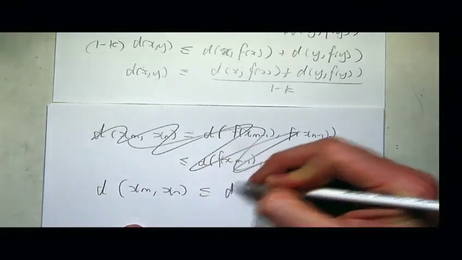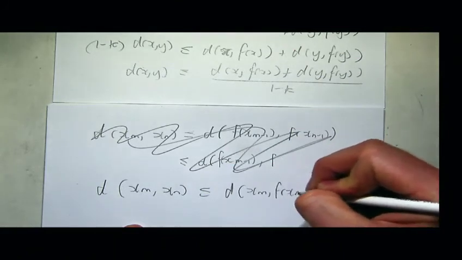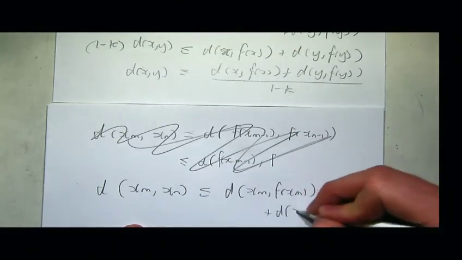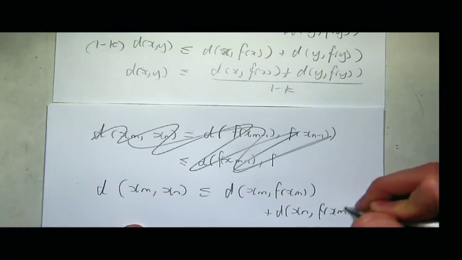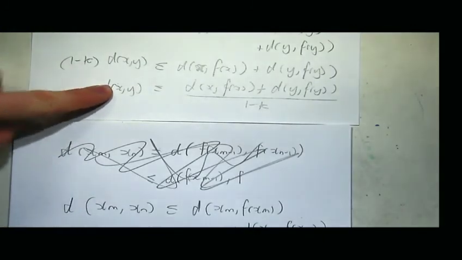I like this. I'm just going to do it using that straight up. d of xm and f of xm plus d of xn and f of xm, over 1 minus k. I've got it. I should have just used it exactly as it said. Okay, right. So I said that for any xy, this is true. So therefore this is true, because I just sub xm and xn into that.